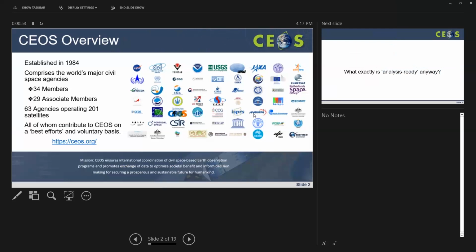Thanks. So essentially, CEOS is a collaboration of civil space agencies around the world. We have 34 members now and 29 associate members, totaling 63 agencies operating 201 or so satellites as of the last time this was updated. It's a voluntary best efforts organization, and it's through this framework that we came together and decided to come up with a definition for analysis-ready data. CEOS.org, you can find more information there. Next slide.